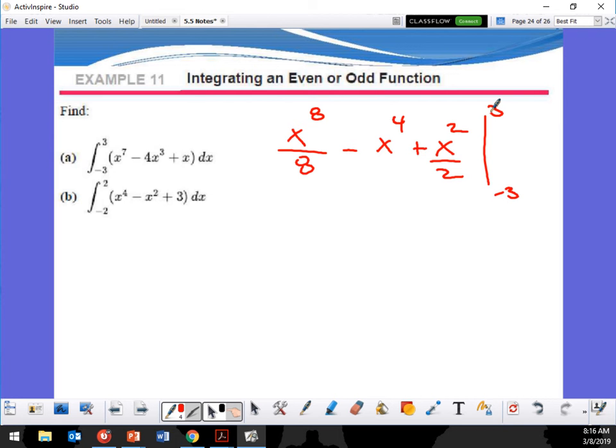So we can change the bounds from... I'm not changing the bounds. Is this even or odd? The function of this is going to be even or odd. Even. All right, so now let's take a look.